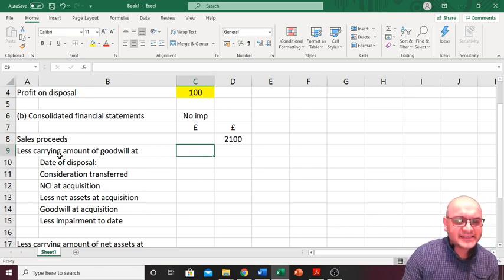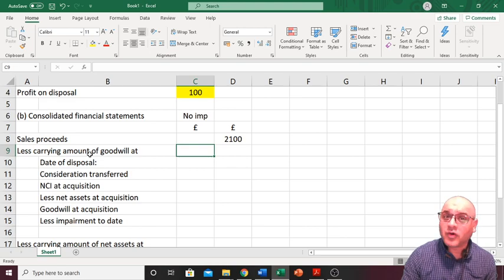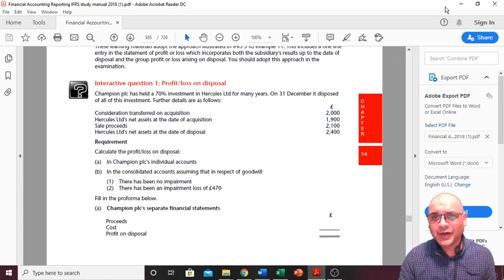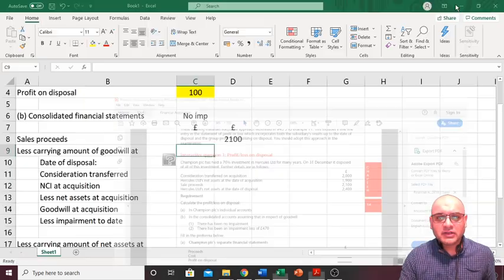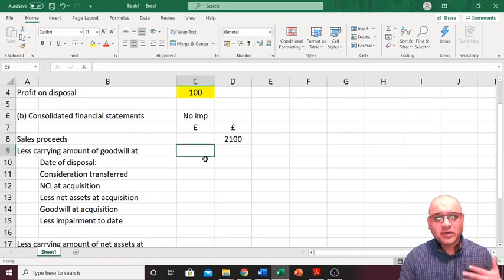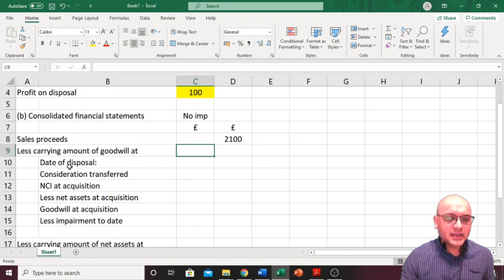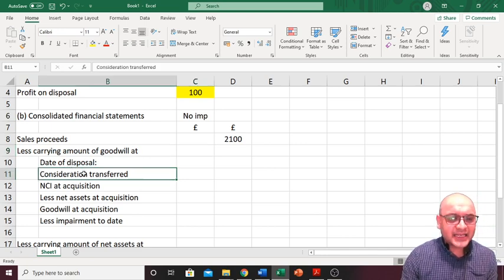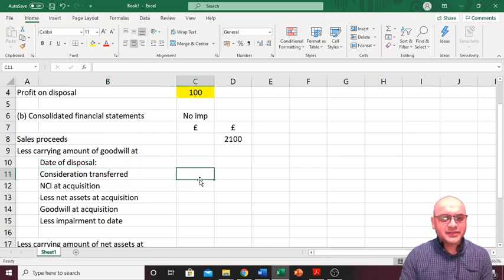Okay, so what do we have? So first of all is the carrying amount of goodwill is what we need to deduct. Now you know that goodwill is not given in the question. Okay, it's not there, so we need to work it out. And you know how to work out goodwill, right? So goodwill, originally when you work out the goodwill, you take the consideration transferred.